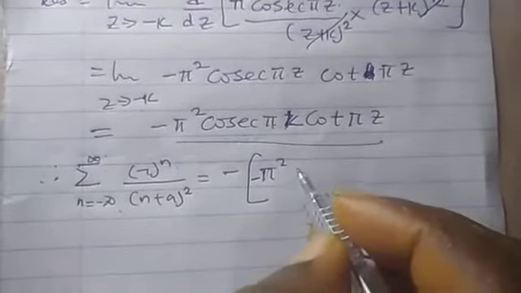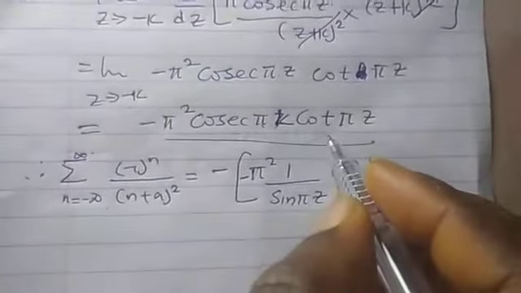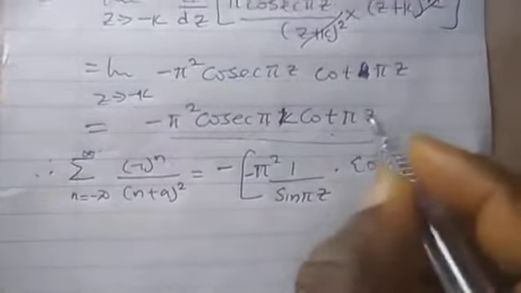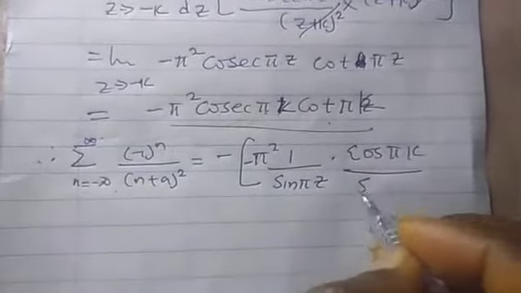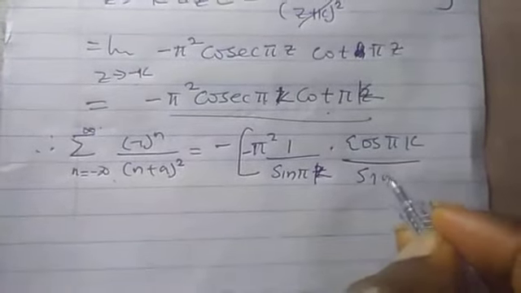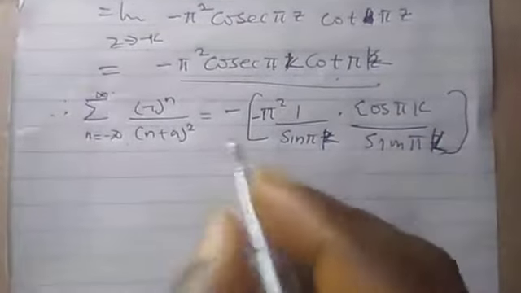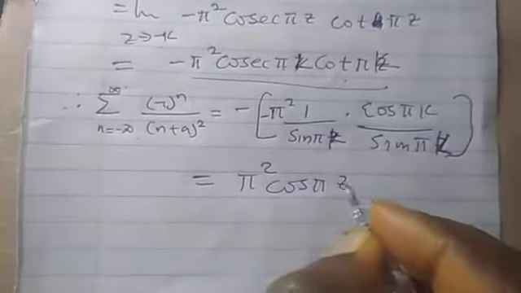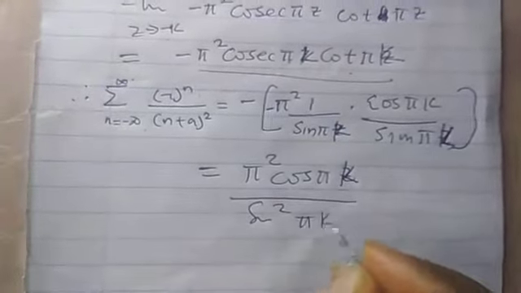pi k. We know that cosec pi k simply means 1 over sine pi k, times cot pi k. Cot pi k simply means cos pi k over sine pi k. It's not z, it's k. So the minus cancels minus. What we have left is pi square cos pi k divided by sine squared pi k. So that is what we are asked to prove.